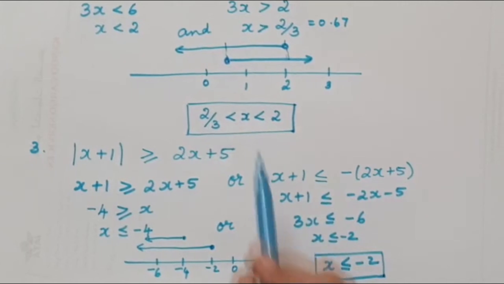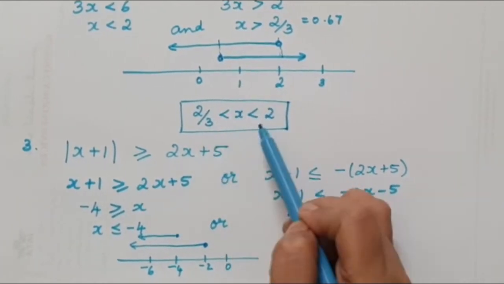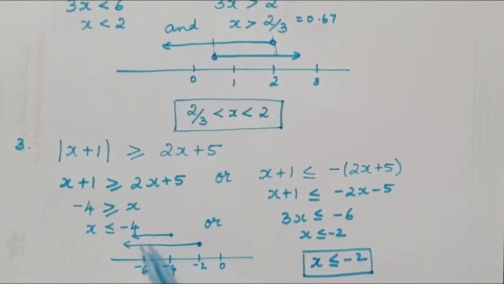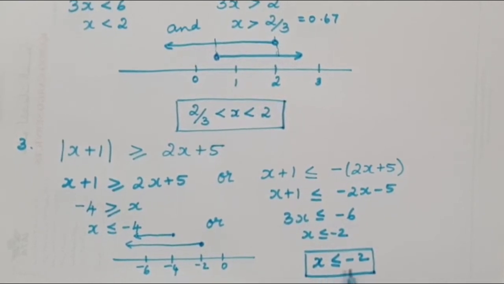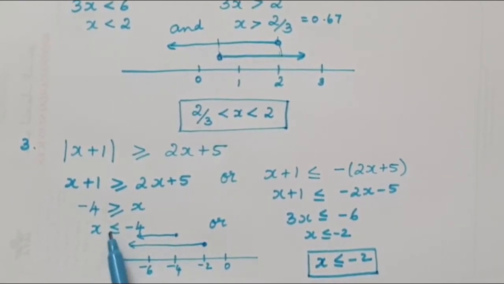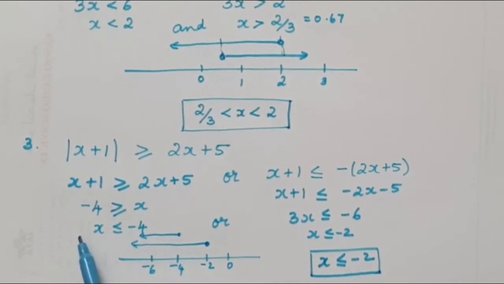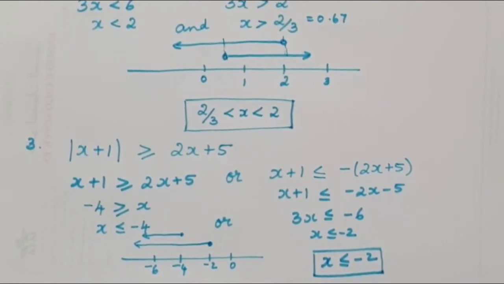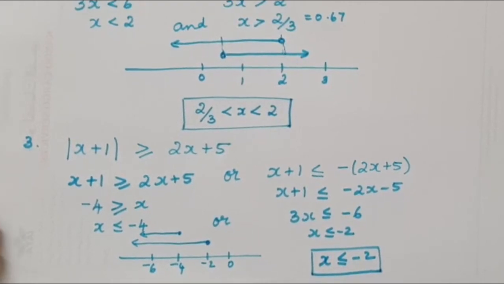Because this or this, here there is a difference. Both have to happen at the same time. But here any one is possible, so we write it like this. When it is x less than minus 2, x less than minus 4 is already included in it. So that is why we are writing x less than or equal to minus 2.